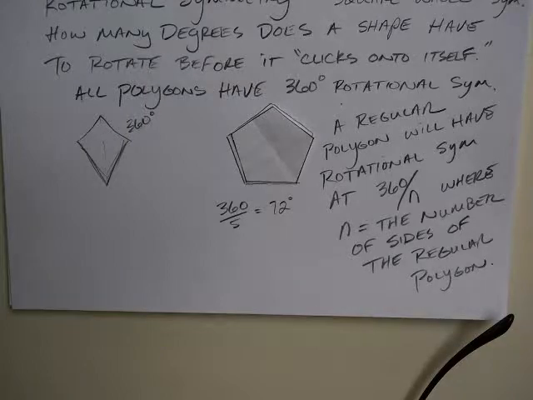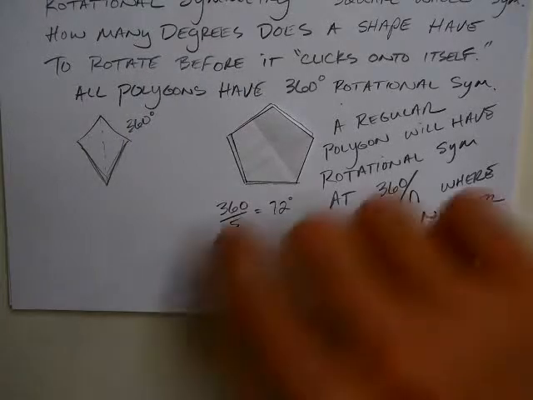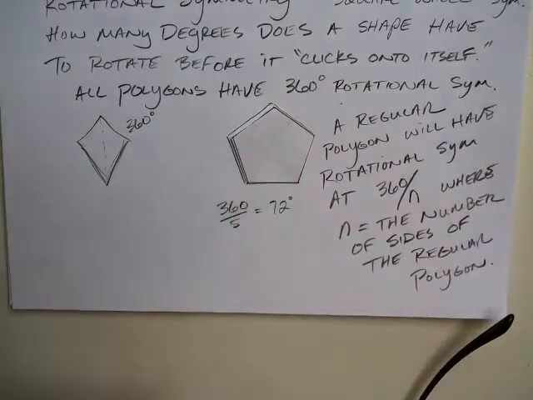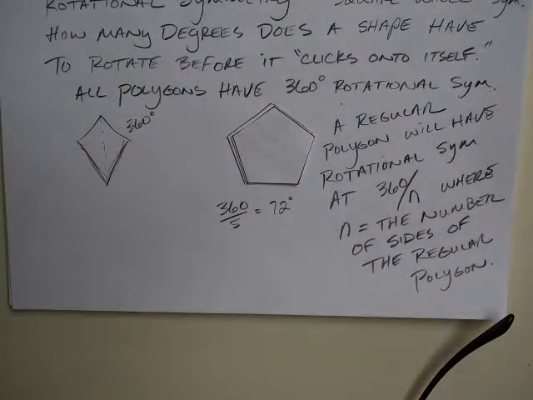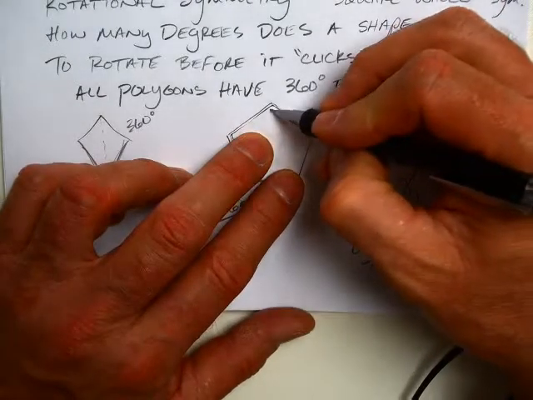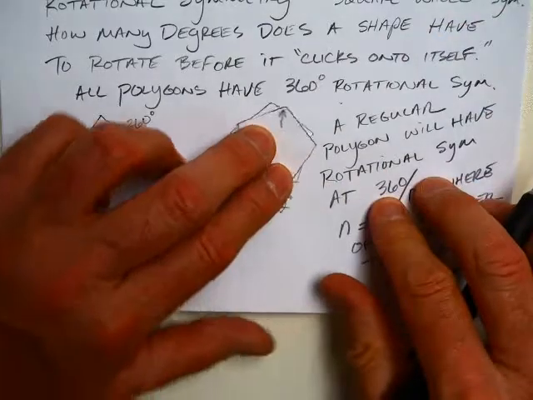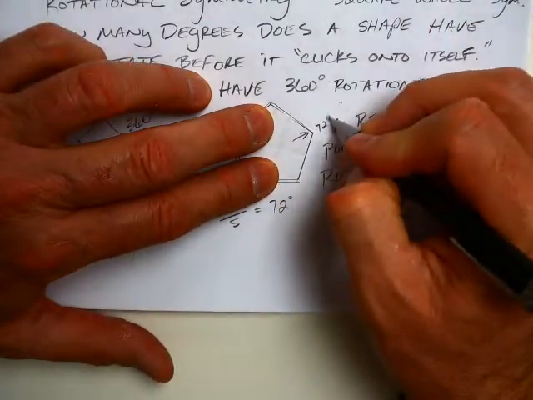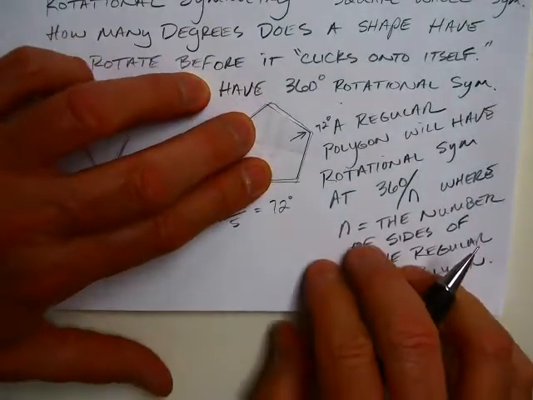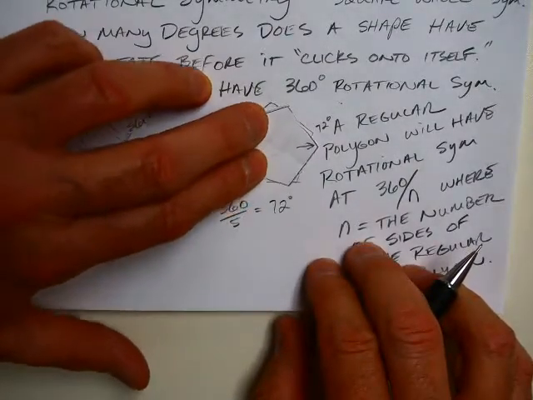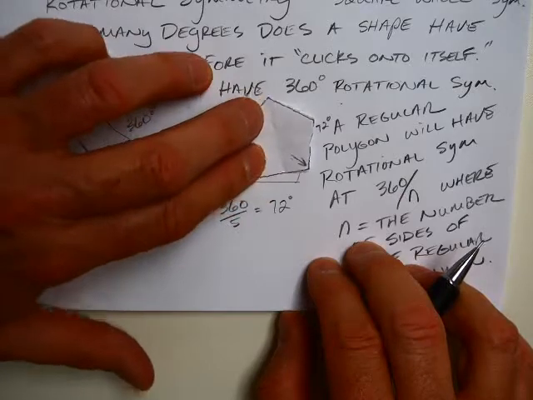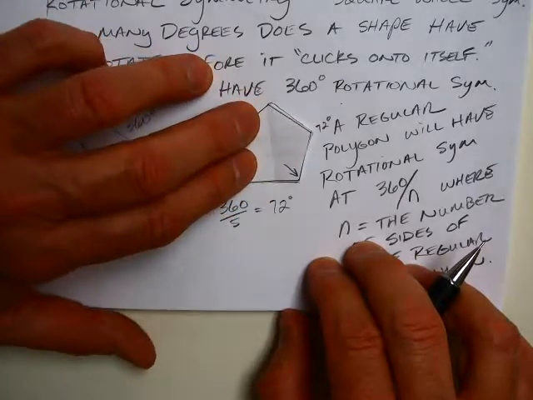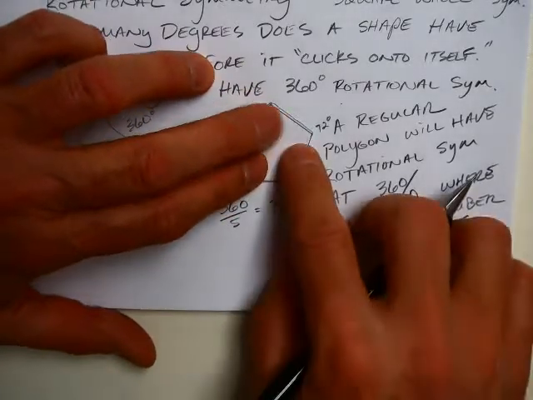288. Good. And then the fifth time would be 360, right? So if I start here and I rotate, this one's going to be 72 degrees of rotation. Does that mean the angle of the corners are also 72 degrees? Good question. What do you think, looking at it?